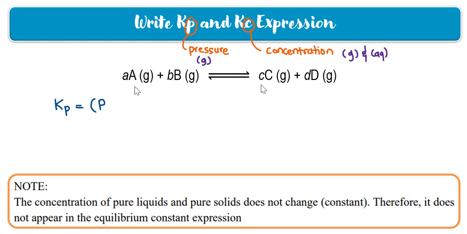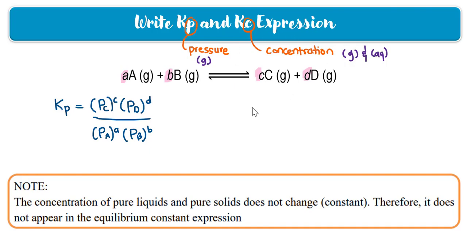So the partial pressure of the gas C, where the small letter here indicates the stoichiometric coefficient. The partial pressure of gas C to the power of its coefficient times the partial pressure of gas D to the power of its coefficient divided by the partial pressure of gas A to the power of its coefficient times the partial pressure of gas B to the power of its coefficient. So this is the Kp expression in terms of pressure for this reaction.